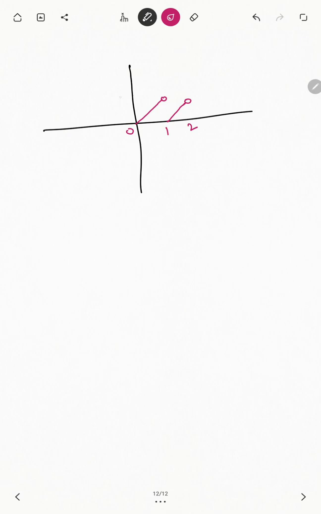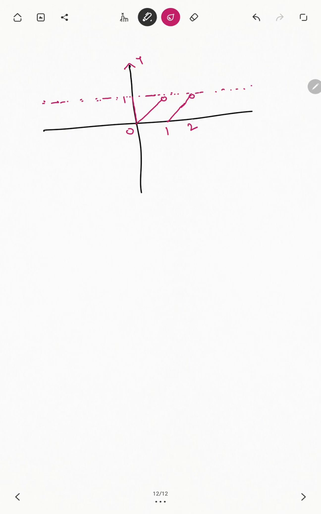Maximum 1 only. The graph cannot exceed y equal to 1. It is a y equal to 1 straight line. Is it clear? Why? The range of the fractional part of x is 0 to 1 only. So along the y axis you have to see the range.